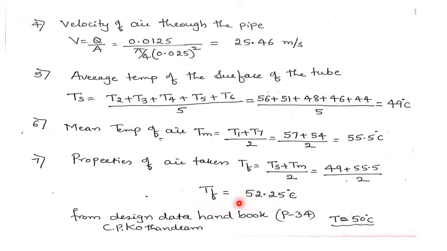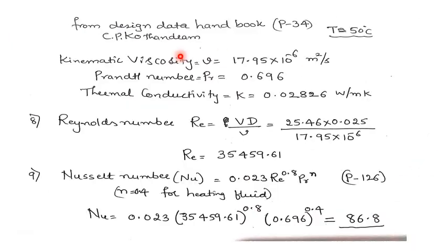Now let us note down the values of the properties of air at 50 degrees centigrade from the data handbook, that is the CP Kothandaraman, page number 34. There they have given the properties of gases at 1 atmospheric pressure. As this temperature is nearer to 50 degrees centigrade, we have noted all the values at 50 degrees centigrade from the data handbook. The kinematic viscosity, Prandtl number and thermal conductivity, we have taken all these values from the data handbook.